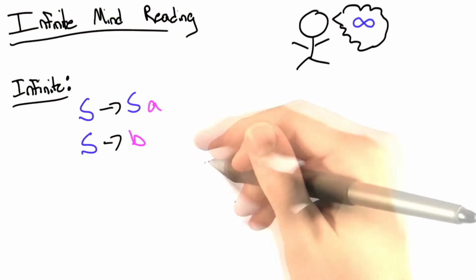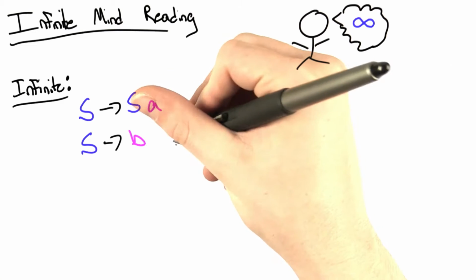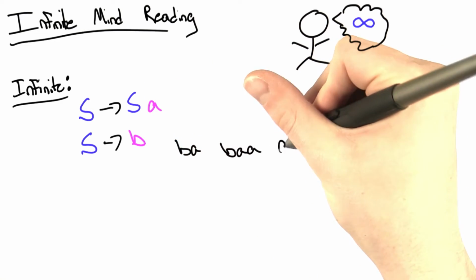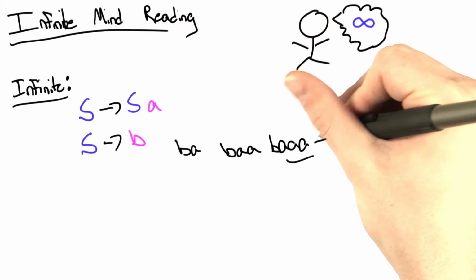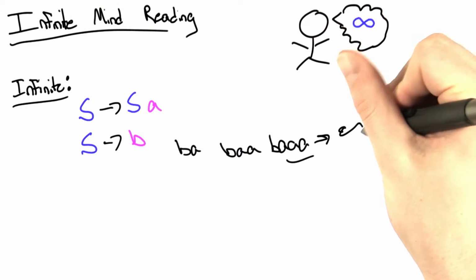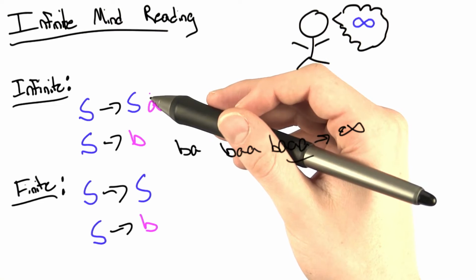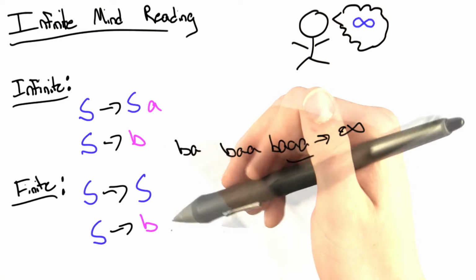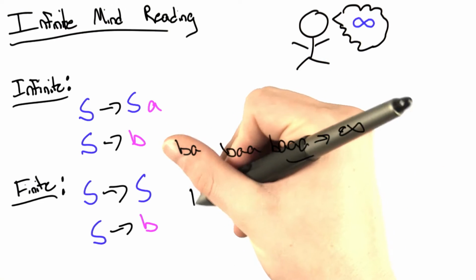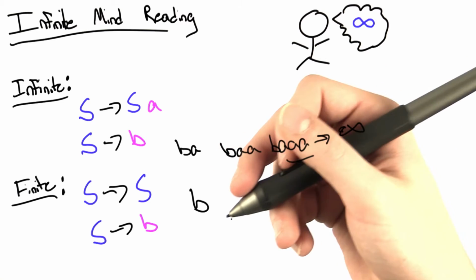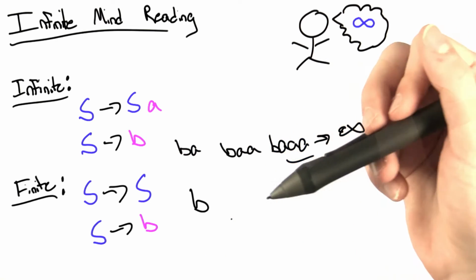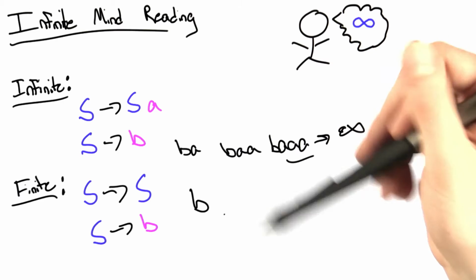Here's a grammar that accepts strings that spell out b followed by different lengths of a: a, 3 a's, and this can possibly be an infinite number of a's that follow the b. An example of a finite grammar: I simply took the infinite grammar, removed the a right here, and this grammar only accepts the string b. Since the number of strings that this grammar accepts is finite, it's not an infinite grammar.